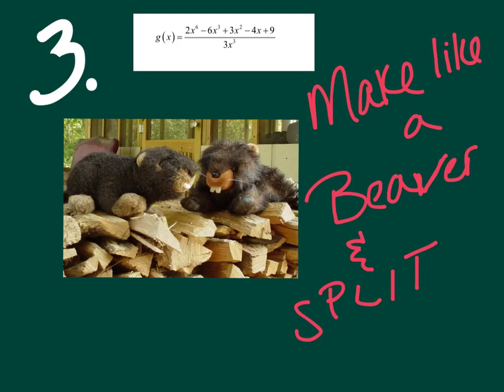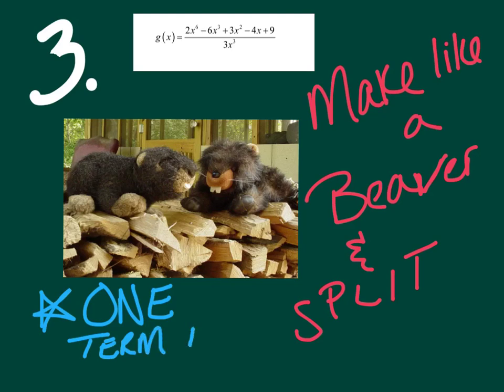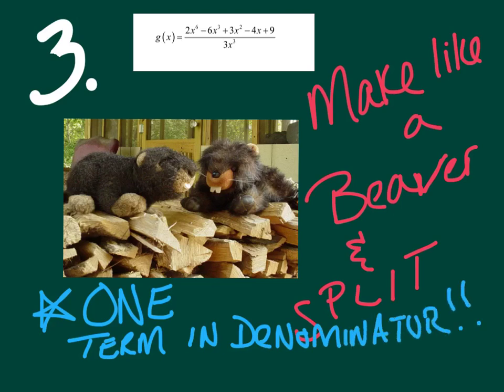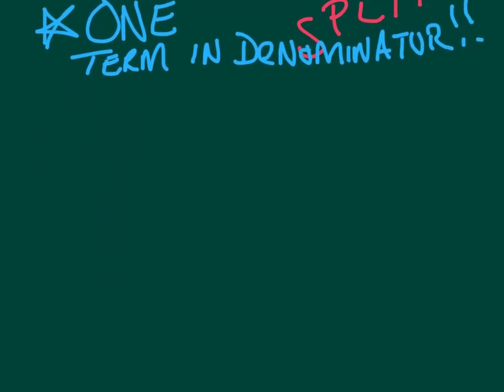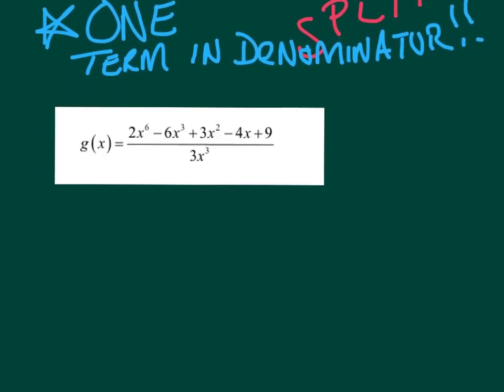And this rule works, and here's the key, when you have one term in the denominator. And again, that's a big Algebra 1 topic whenever you took it, but when you have one term in the denominator, you want to make like a beaver and split. All right, now what am I saying by that? Well, it's simple. I don't want you to use any fancy rules besides splitting. So I'm just going to go through and I'm going to divide every term I see by 3x cubed.